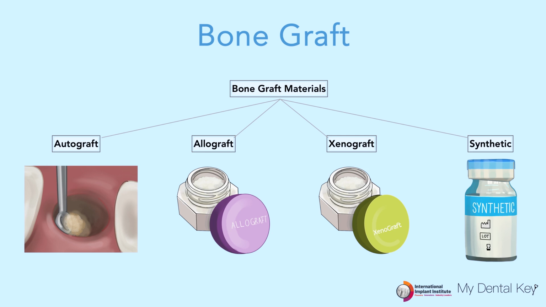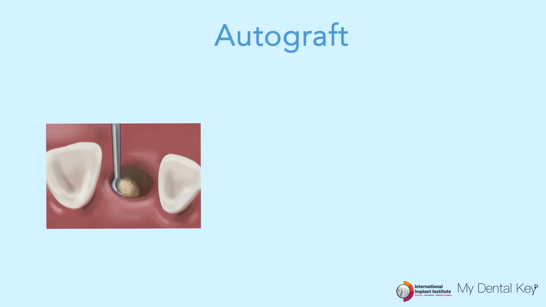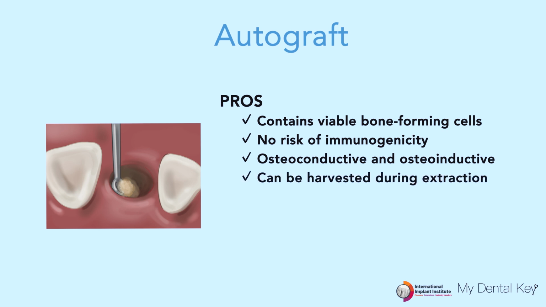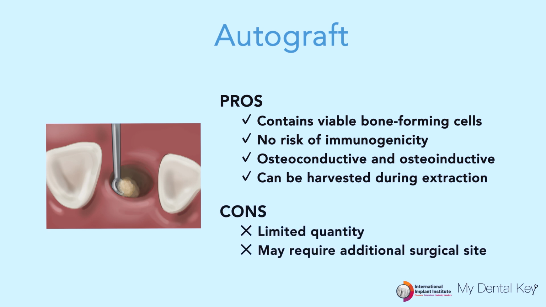A graft taken from the patient's own bone is called an autograft. Autografts have an osteogenic potential and eliminate the risk of immunogenicity since the material is derived from the patient's own body. They are also osteoconductive and osteoinductive. One approach is to use the bone collected from the flute of the burr used during the extraction process. However, autogenous bone is limited, and obtaining it may require the creation of an additional surgical site, such as the ramus, symphysis, or tibia, which can increase the complexity and morbidity of the procedure.